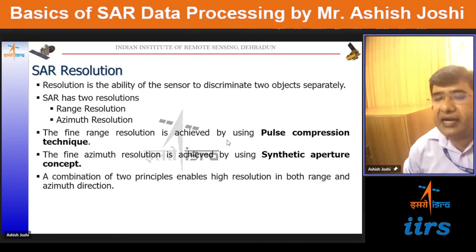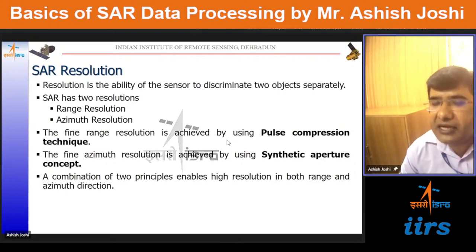Normal radar actually gives only a single point, but with the help of the synthetic aperture technique, we can get high resolution images. For an image, we should have high resolution in both directions, in the range direction and in the azimuth direction. So how do we get fine resolution from the radar?